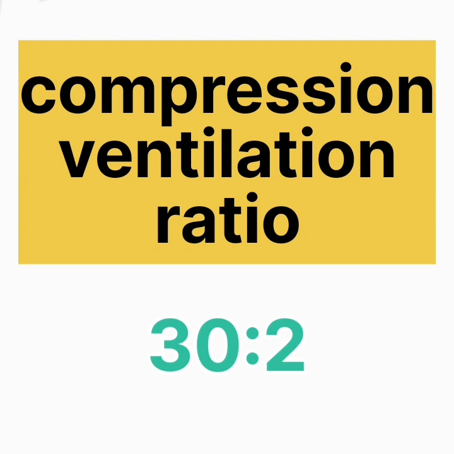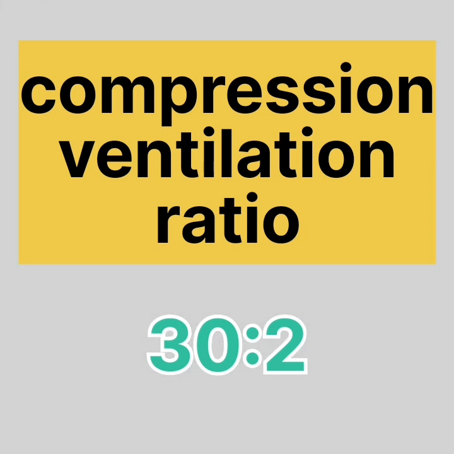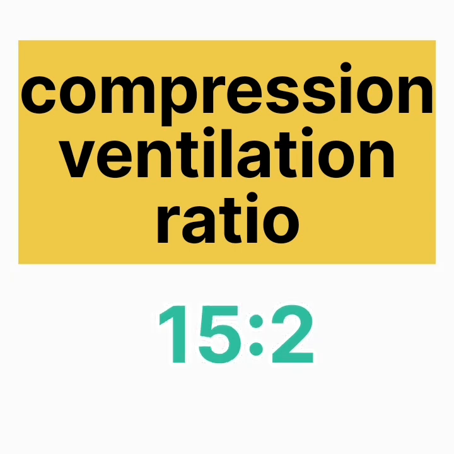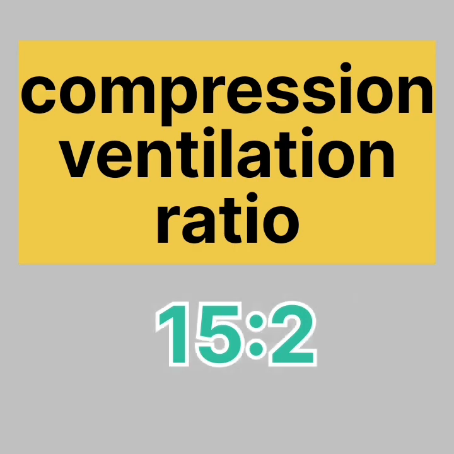Next we are going to see the compression ventilation ratio. For an adult CPR, the compression ventilation ratio is 30:2. If it is 2 rescuers or 1 rescuer, it will be the same. For a pediatric CPR, the compression ventilation ratio is 30:2 for a single rescuer and 15:2 for two rescuers.